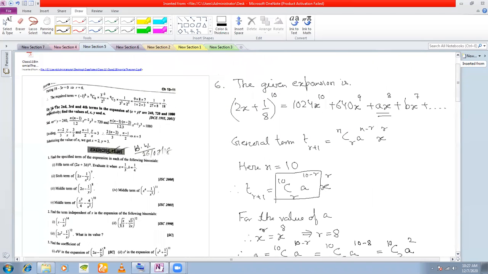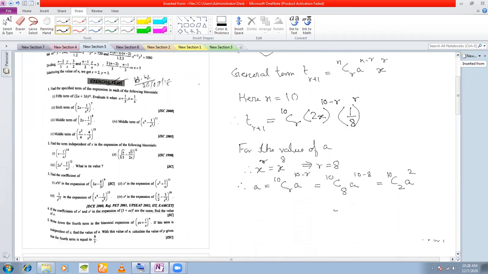Now a I have not written here. Let me write this. I have made a mistake here again. The general term when I am writing, it is 10Cr. a here is 2x, so let me write 2x to the power of 10 minus r. And what is x here? x here is 1 by 8 to the power of r. Now we'll simplify this. My mistake.